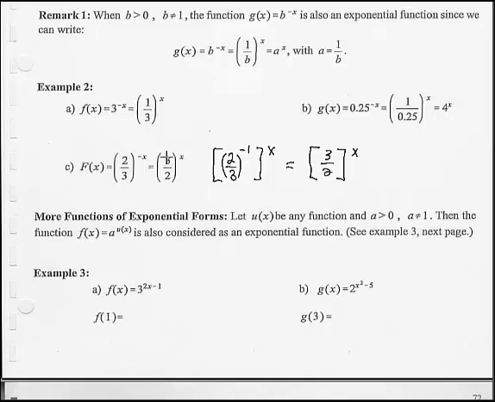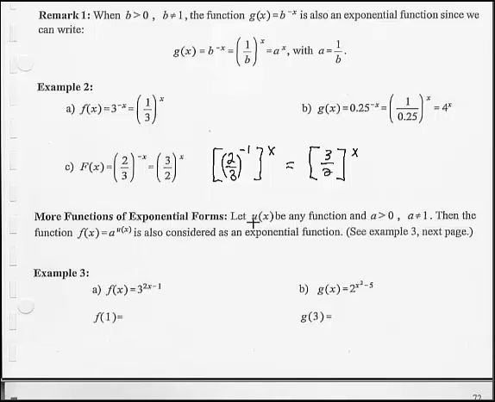And this is exactly what they're showing you here in the workbook. Okay, more functions of exponential forms. We don't simply just have to have x as our exponent. We can have expressions that are based on x. So for instance, we have a new format of an exponential function, a number raised to an expression depending on x, u of x.